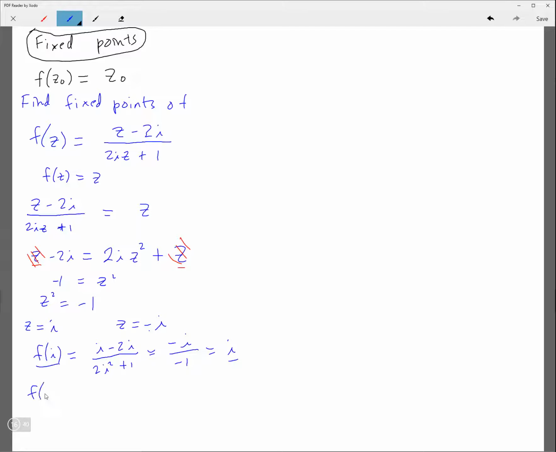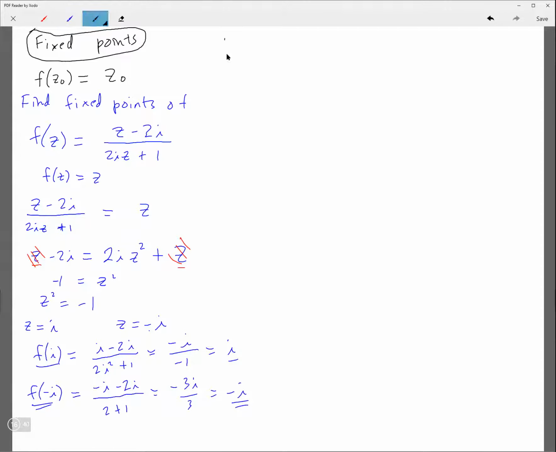And then if we calculate f of negative i, we get negative i minus 2i in the numerator. The denominator, you put a negative i in here, you're going to get negative i squared, which is actually positive 2. So you get negative 3i over 3, which is negative i. Okay, so f of negative i is negative i.